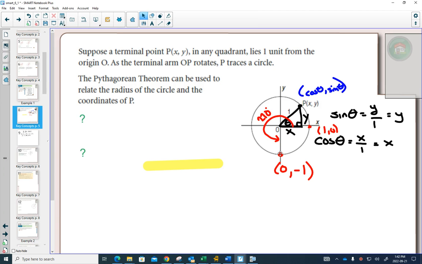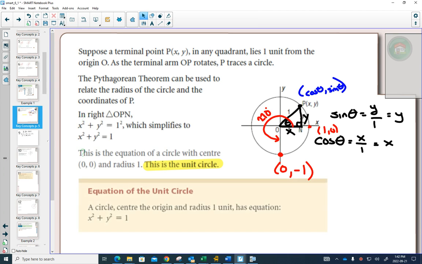The equation of a circle is just the Pythagorean theorem. Any point that's on your circle follows x squared plus y squared equals 1 squared, but 1 squared is 1. Would you agree that that's true?